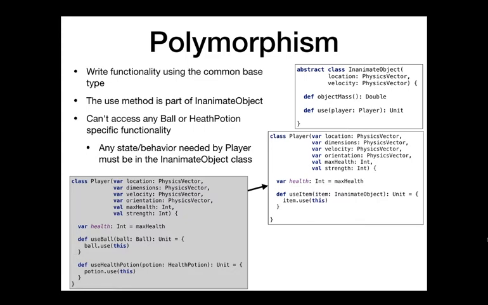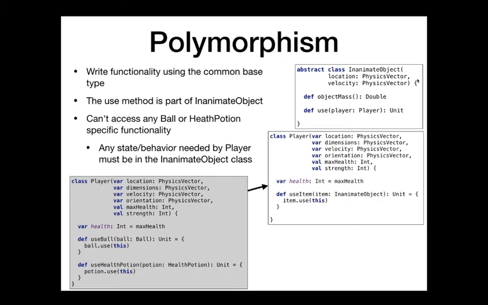So now, instead of having two methods, one for ball and one for health potion, let's write one method that takes an inanimate object. We have one method, useItem, that takes an inanimate object as its input, and then calls that item's use method. Now I lose the access to any ball or health potion specific functionality, so I can't, for example, take this item and ask what's your volume, because it only exists in the health potion class. It doesn't exist from inanimate object up the hierarchy tree. But we can access anything defined in inanimate object or any classes extended by inanimate object.